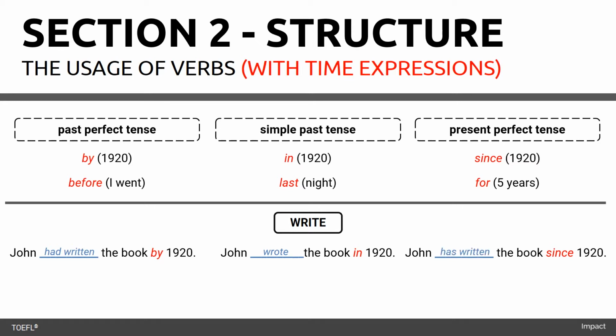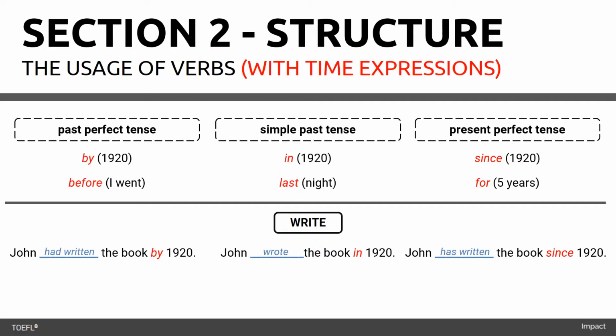The first one uses what structure? Past perfect, exactly, because it uses the time expression by. The subject, John, is followed by had and verb 3. The second one, wrote, uses what structure? Past simple. The subject, John, is followed by verb 2, wrote, because it uses the time expression in. Let's look at the third sentence. What structure is that? Present perfect, exactly. John, the subject, is followed by has plus verb 3 written, because it uses the time expression since.